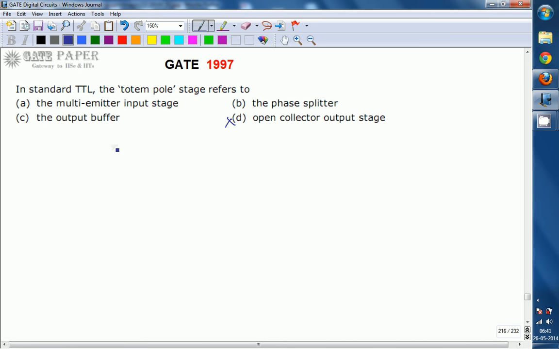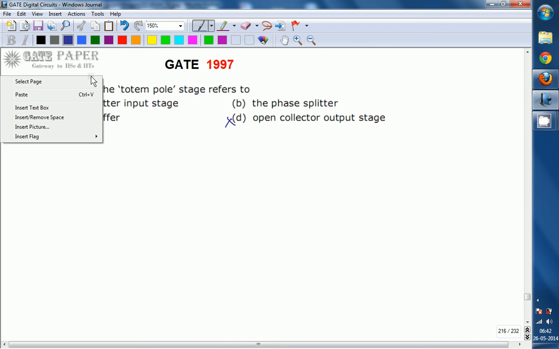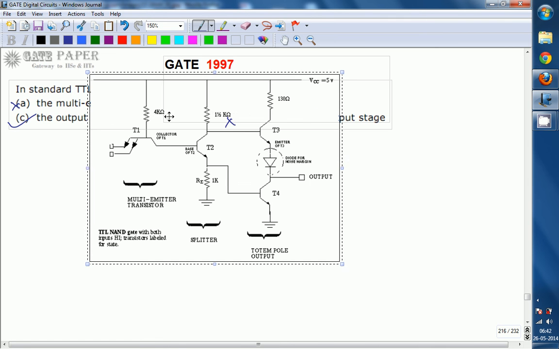Totem pole refers to the output side, so it cannot be the input. That implies the multi-emitter input stage cannot be the answer. So out of B and C, the right answer for this question is C. It is called the output buffer. Totem pole is referred to as the output buffer. It is not referred to as phase splitter.